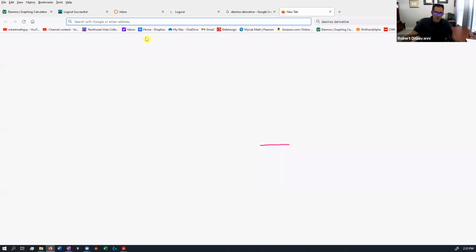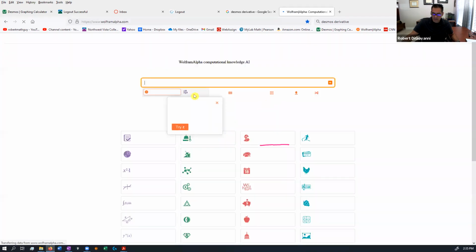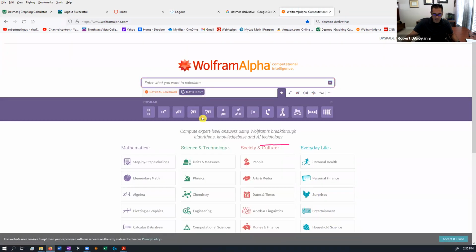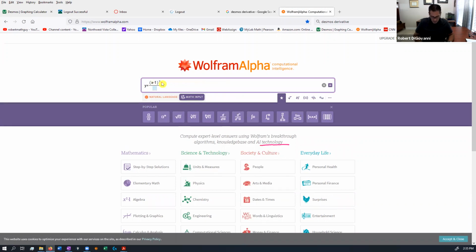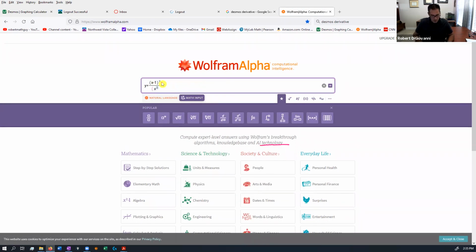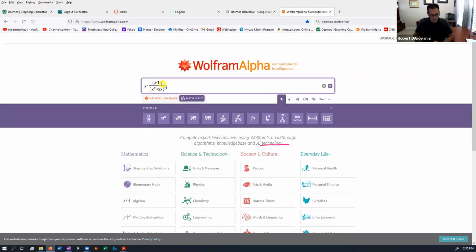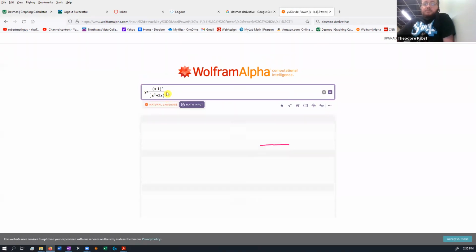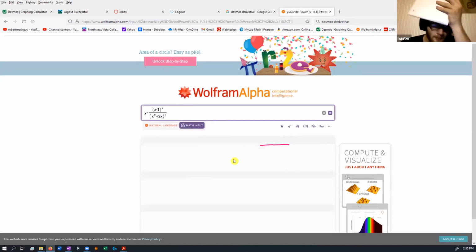Now let's go to some different software. Let's go to Wolfram Alpha. So for this, let's put in the original function, which is y equals x minus 1 cubed over x squared plus 2x to the 7. Did I get that right? X minus 1 to the 4th over x squared plus 2x to the 7th. So this should give us a graph.